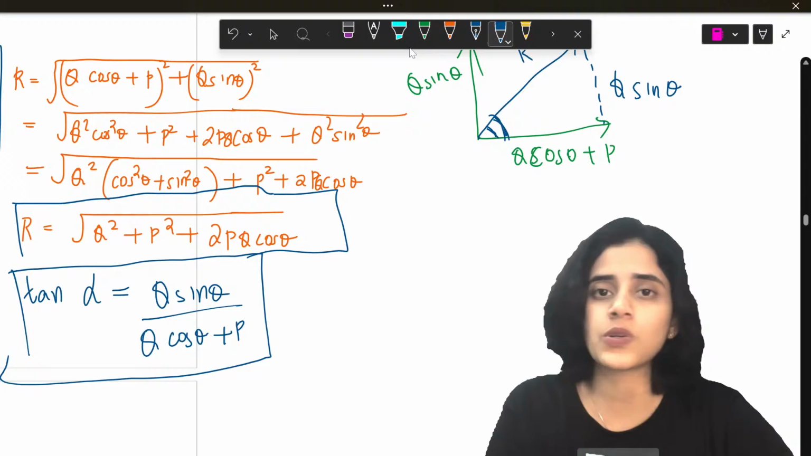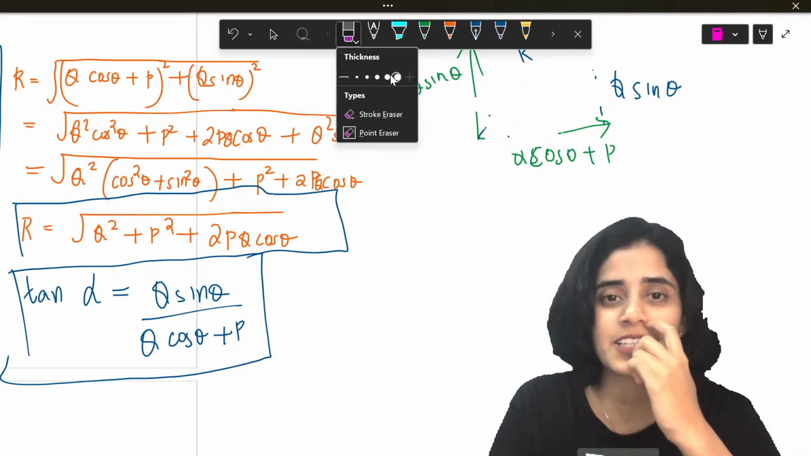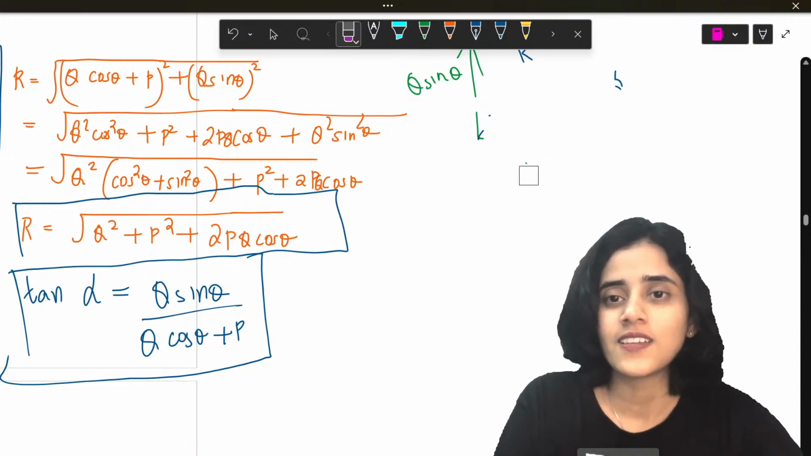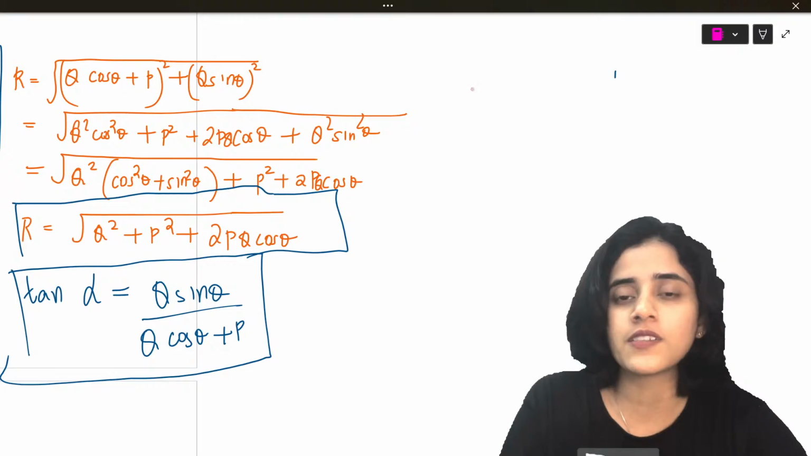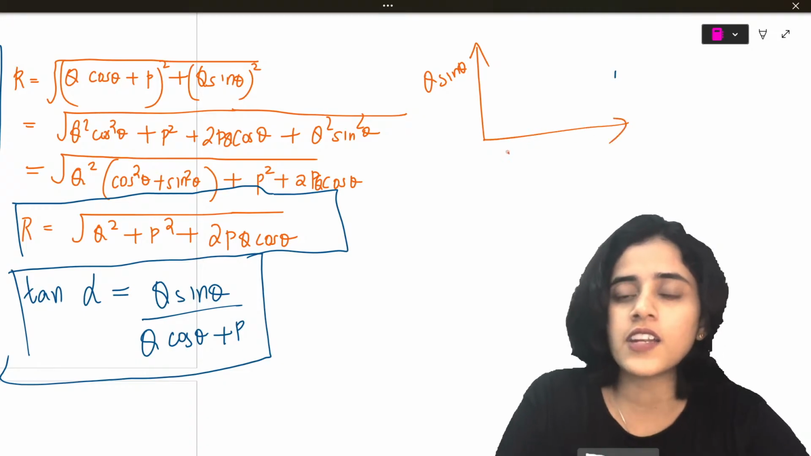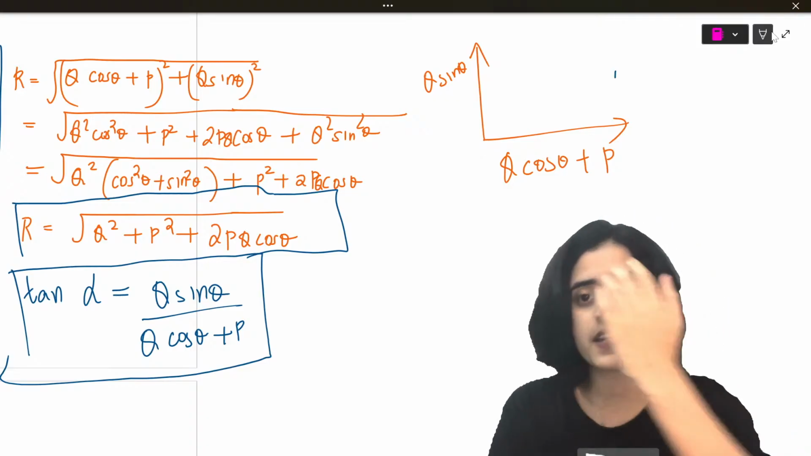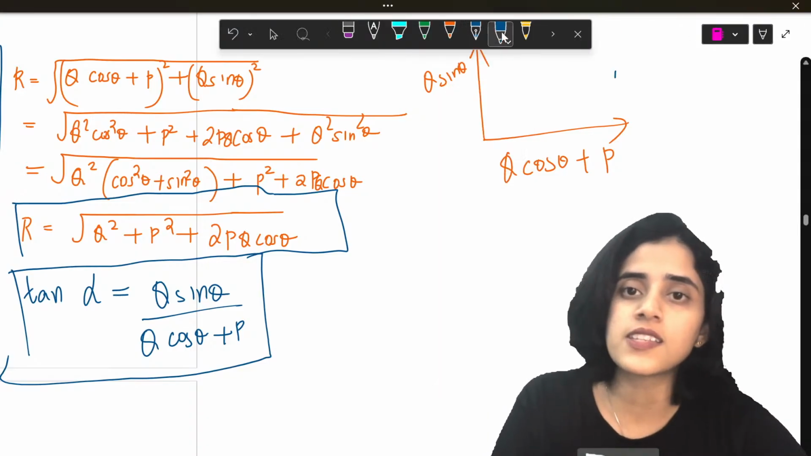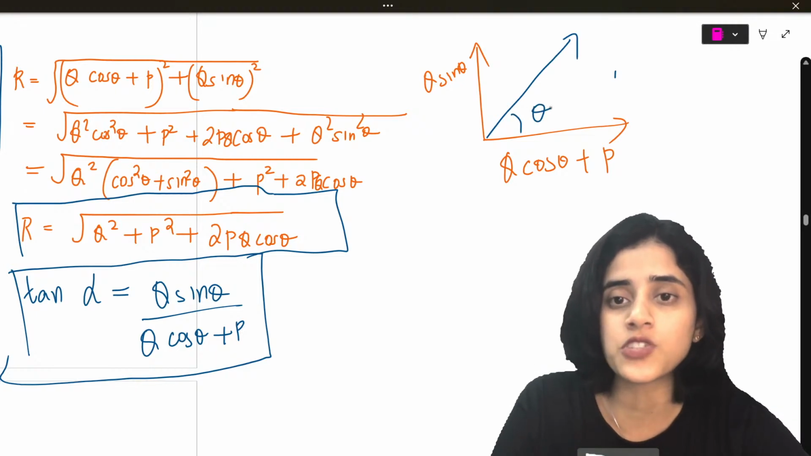Easy peasy. Okay. So once more neatly I will draw this. I don't feel satisfied with my drawing. So what was my vector? I had a vector Q sin theta along this direction and a vector Q cos theta plus P. I took my resultant. So in this case, I will take my resultant like this because I need to find out the direction of theta.